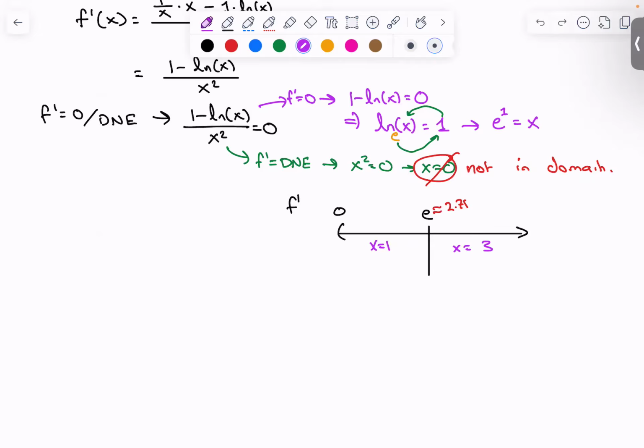But either way, natural log of 1 is 0. So we have 1 minus natural log of 1, which is 1. So that's positive. And 1 squared is positive. So it is increasing over here. And then at 3, 1 minus natural log of 3. 3 is a little bit bigger than e, so natural log of 3 will be larger than 1. So it's going to be negative over a positive, which is decreasing. Any questions on that?